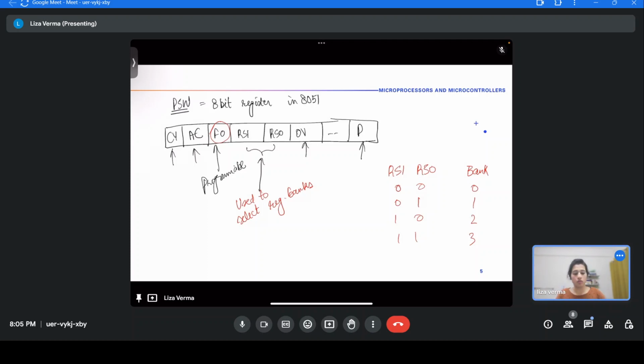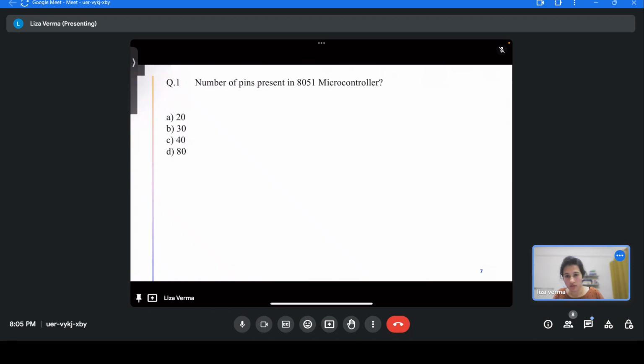Moving on to the practice problems. Can you see my screen? Okay. So questions are easy because it's the introduction only. The number of pins present on 8051 is 40. Option C. Microcontroller should at least contain which of the following set of components?